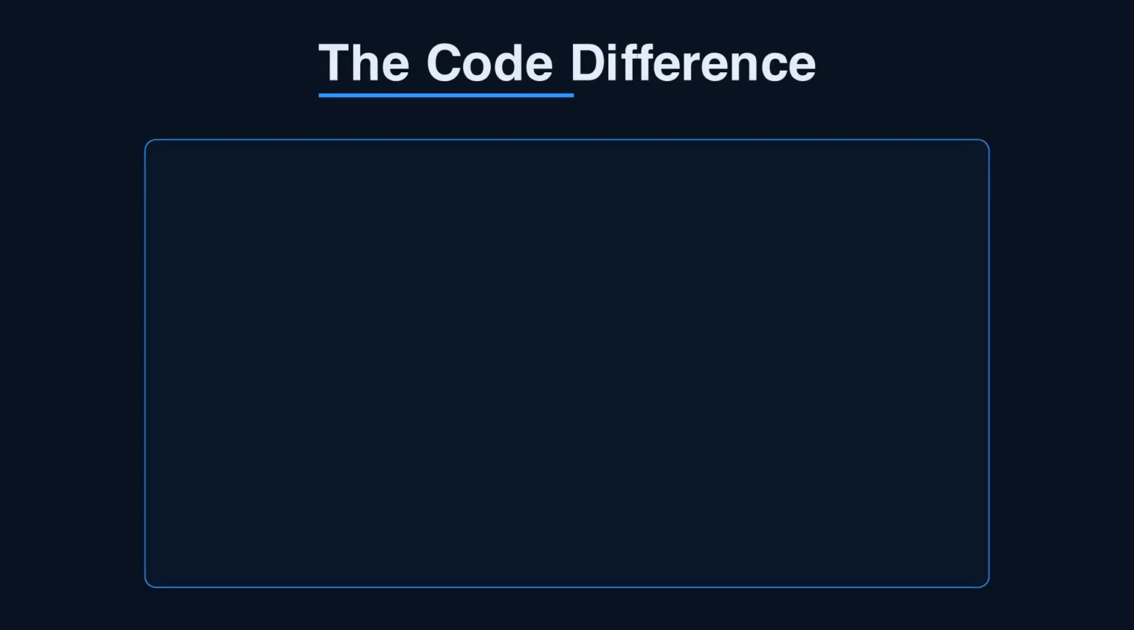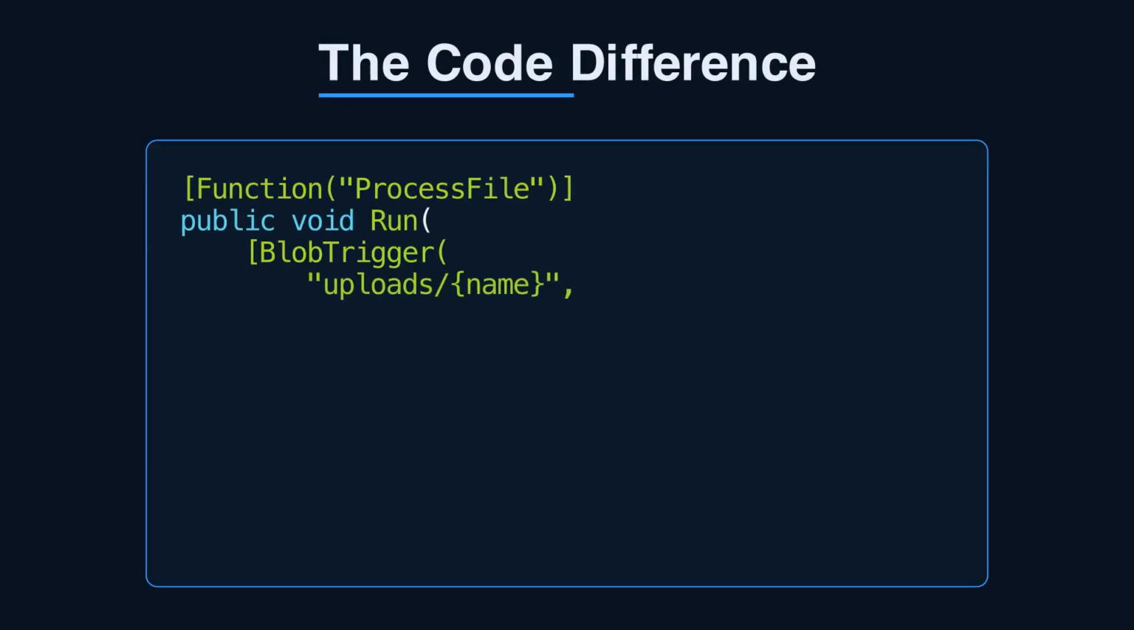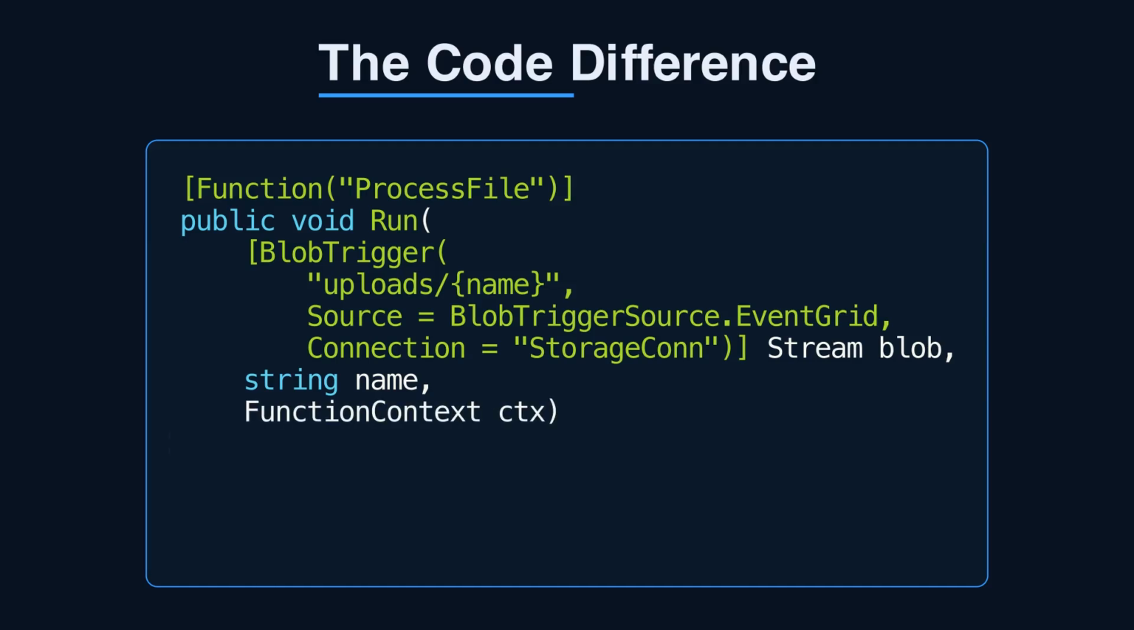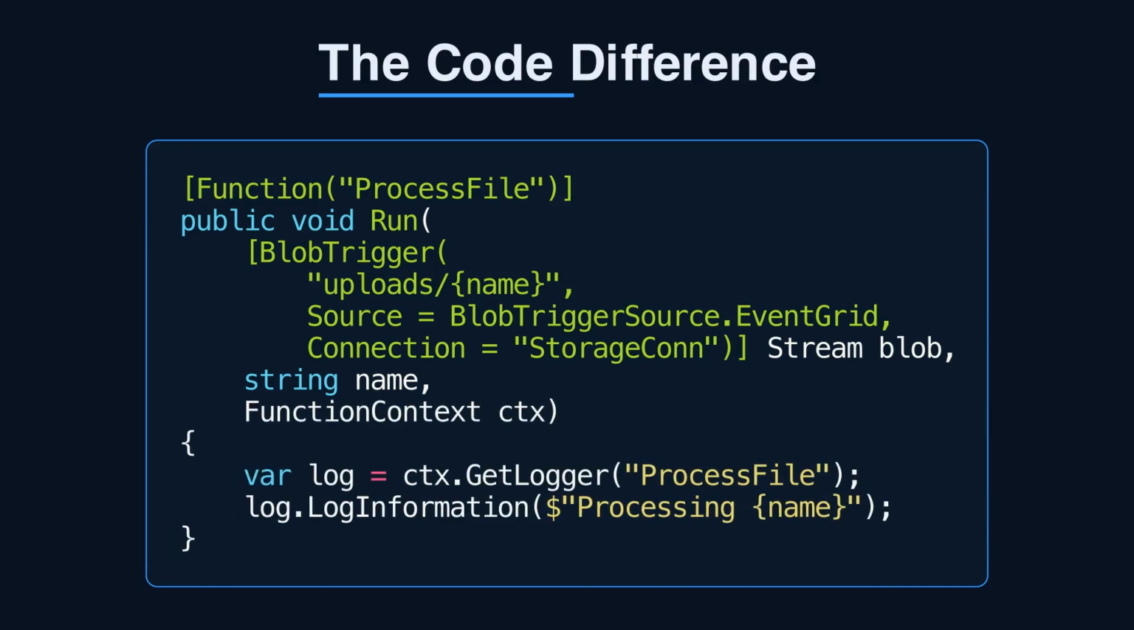What surprises people is how small the code changes. In the .NET isolated model, you keep the same blob trigger attribute. You just set the source to EventGrid. The function signature, the path, the binding all stay the same. The behavioral switch from polling to push is one property.